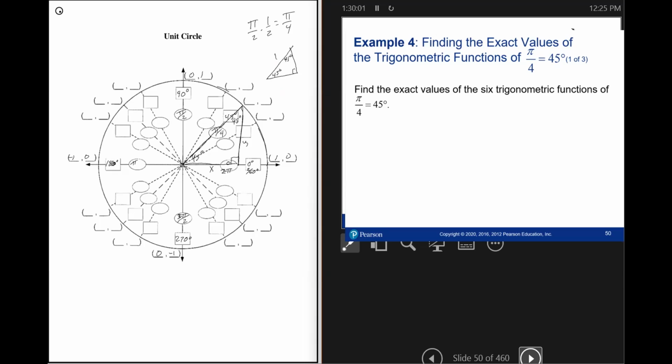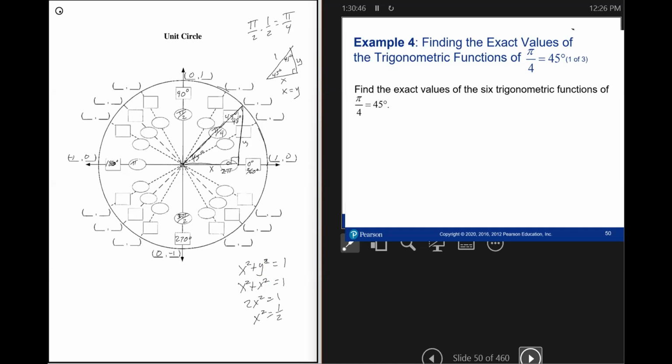I know the hypotenuse is 1 because that's the radius, and this side is x and this side is y, and I know x and y are the same, so I can use the Pythagorean theorem to find out what x and y are. So I have x squared plus y squared equals the hypotenuse squared. Well, 1 squared is just 1. And I know x and y are the same number, so I can say x squared plus x squared equals 1, because I just replaced the y with x. And now I have 2x squared equals 1, or x squared equals 1/2.